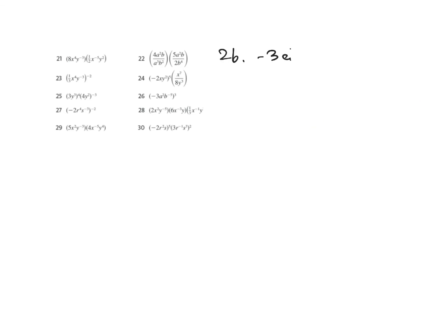Negative 3a squared b to the negative 5 raised to the third power. All right, again, distribute to every exponent. So negative 3. Now, it's a negative on the inside, and when you cube a negative, you're going to have a negative answer at the end. So don't forget that. Make sure you kind of watch for that stuff. A to the 6, b to the negative 15.